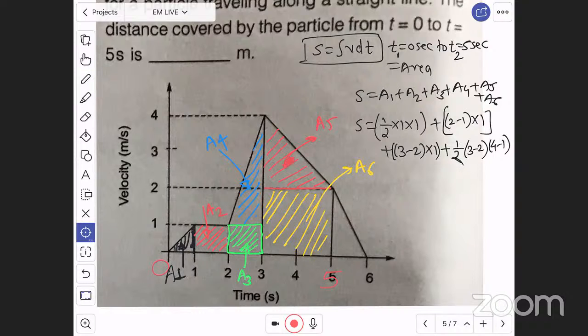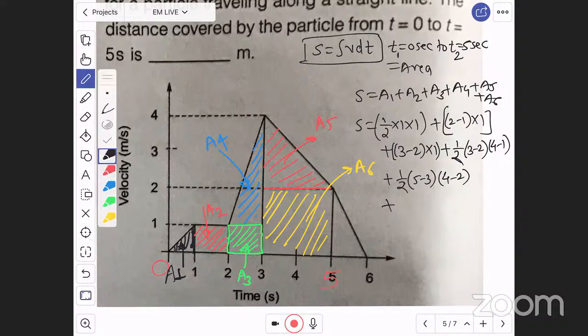Now A5, for A5 it is again triangle. For triangle, base is 5 minus 3 and height is 4 minus 2. Therefore, A5 is 1 half, it is triangle, na? 1 half 5 minus 3 into 4 minus 2 plus A6. Now, A6 is simply a rectangle for which base is 5 minus 3. The height is 2 minus 0, that is 2. Therefore, area will be 5 minus 3 into 2.